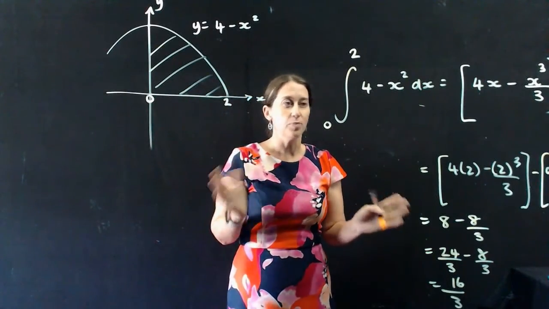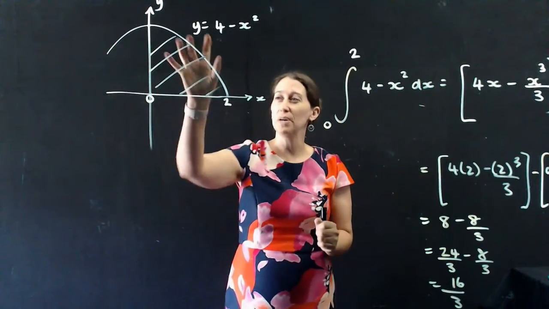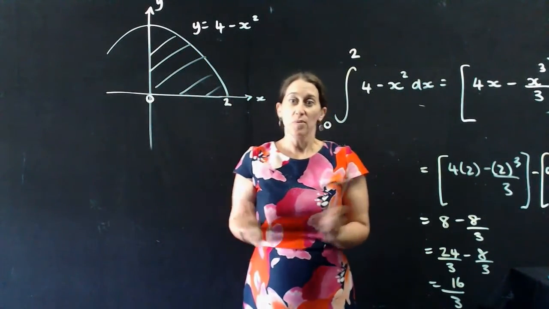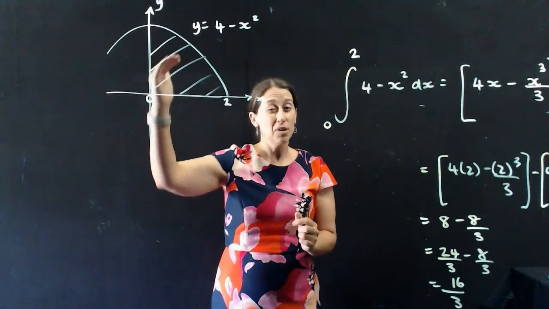Now, that pretty much tells you how to work out the area bound between the curve and the x-axis and 2 terminals. That's pretty much everything you need to know about working out the area above the x-axis.